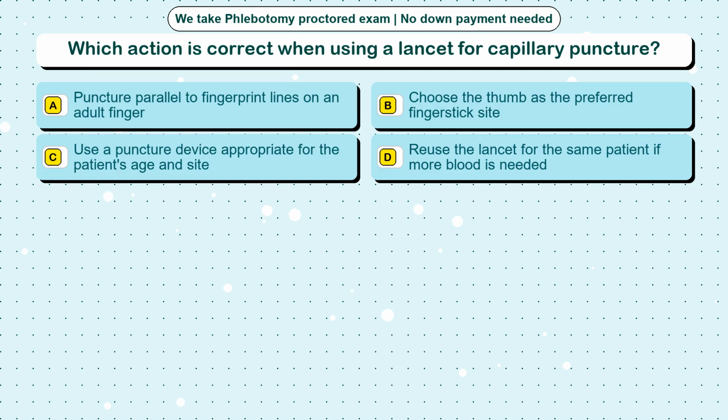Question 65. Which action is correct when using a lancet for capillary puncture? Option A, puncture parallel to fingerprint lines on an adult finger. Option B, choose the thumb as the preferred finger stick site. Option C, use a puncture device appropriate for the patient's age and site. Option D, reuse the lancet for the same patient if more blood is needed.